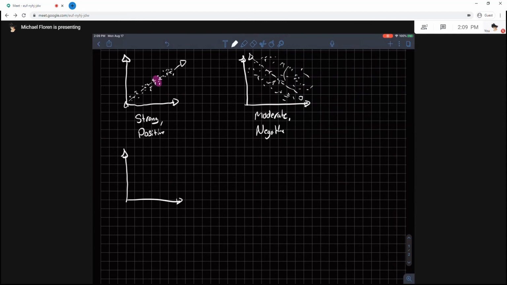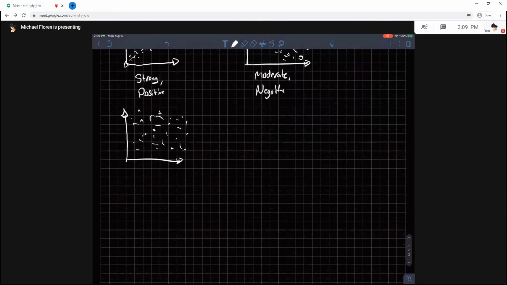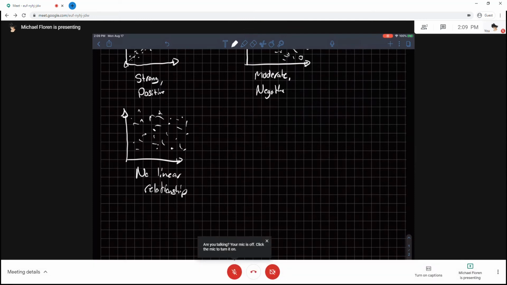Now let's do one with no relationship. No relationship just means that the dots are going to appear at random on the graph so that there's no line that goes through them. So I'm going to say no linear relationship. Of course, there doesn't appear to be a nonlinear relationship there either.